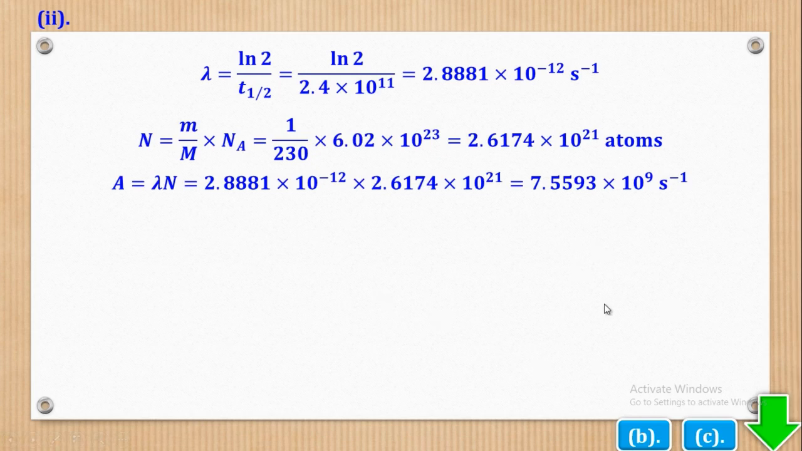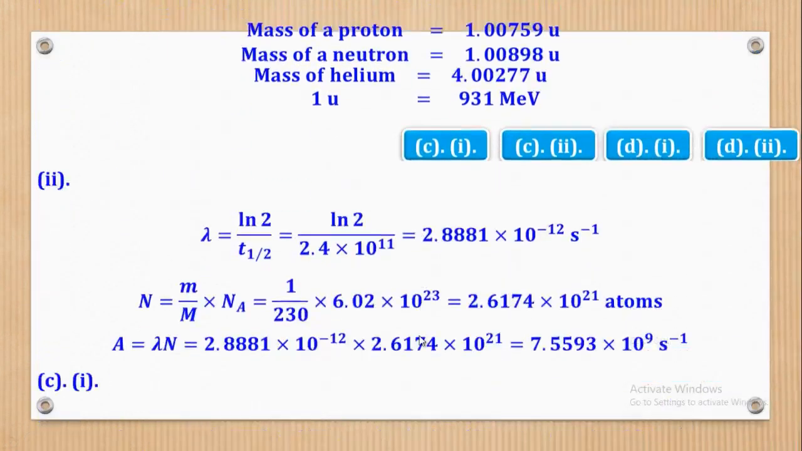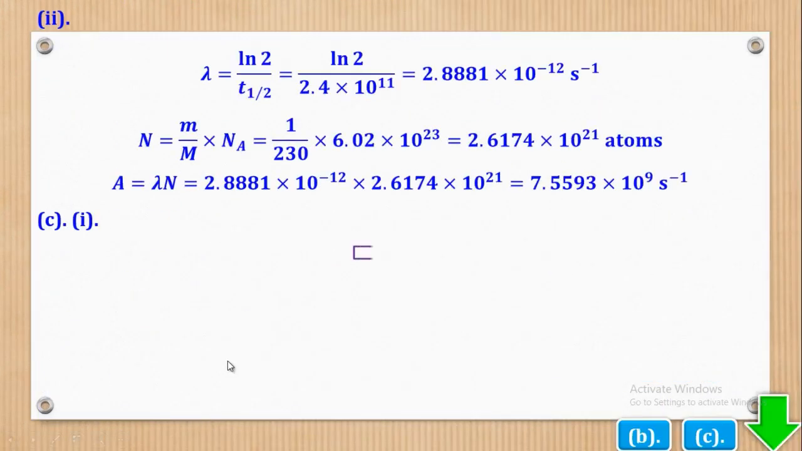So now we shall go to part C, Roman 1. C Roman 1 says, describe with the aid of a diagram how a Wilson cloud chamber can be used to detect ionizing radiation. So we have to first draw a diagram.